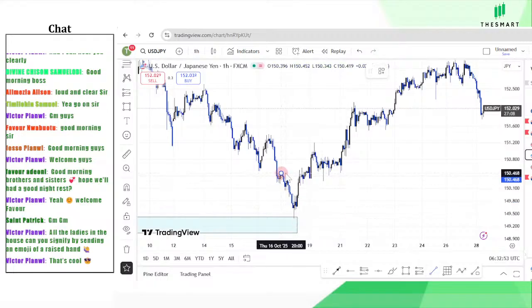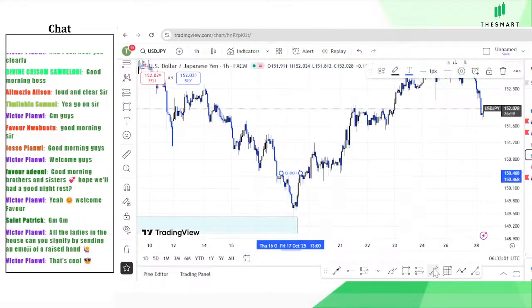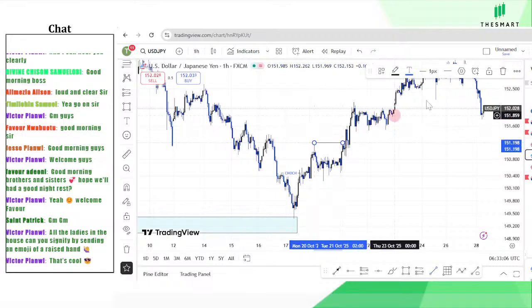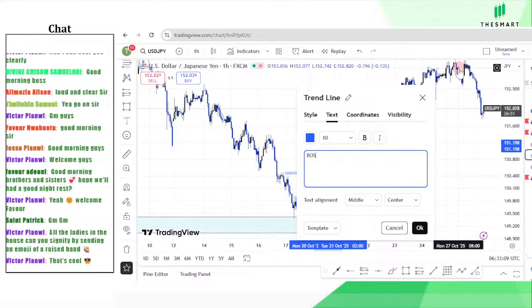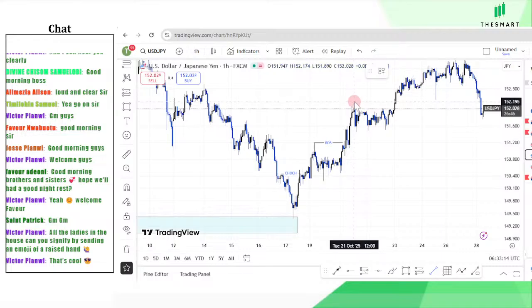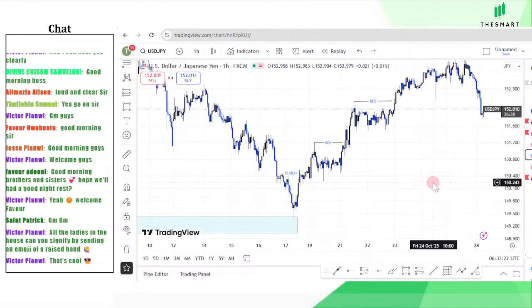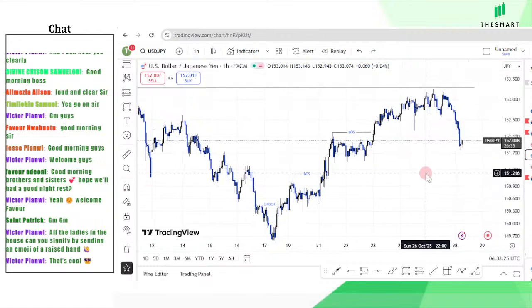This is our change of character. Our change of character here. We have our break of structure. We have another break of structure here. We have another break of structure here.